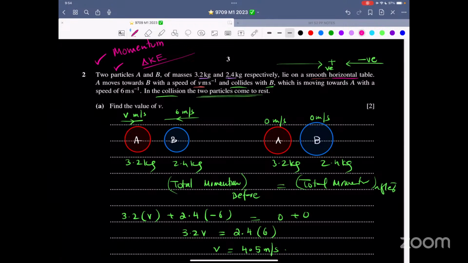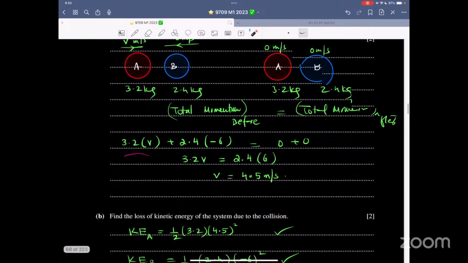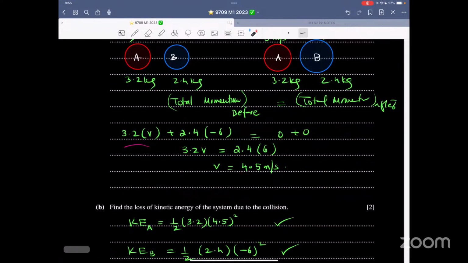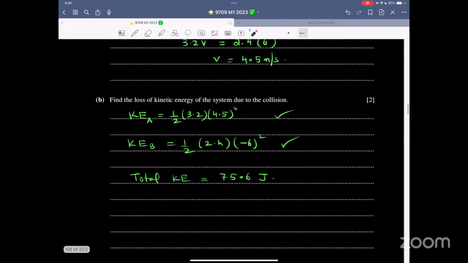So now this is 3.2 into V, and this is 2.4 into negative 6, that is 0 plus 0. Therefore, V comes out to be 4.5 meter per second. Now it's asking, find the loss of kinetic energy of the system.